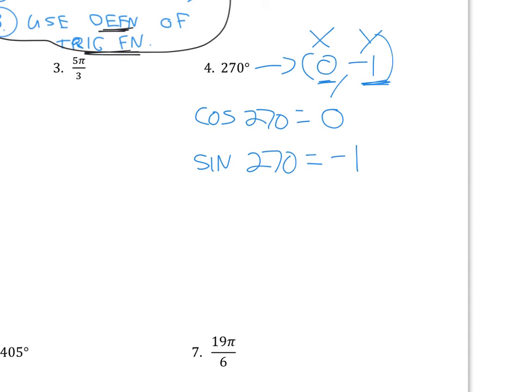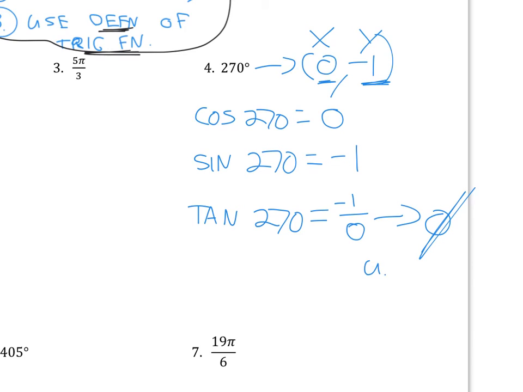Now something a little bit different is going to happen for this one. If we want to find the tangent of 270 degrees, remember the definition for this is y over x. So if I take -1 and divide it by x, I can't divide it by 0. So this is undefined. Can't divide by 0, so I'm just going to put this here. It kind of means null set. There's no answer for it. Or you could even just write down undefined.